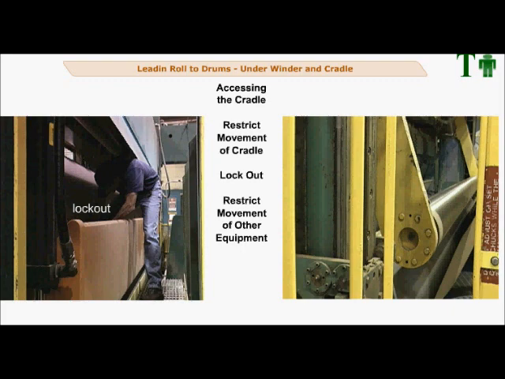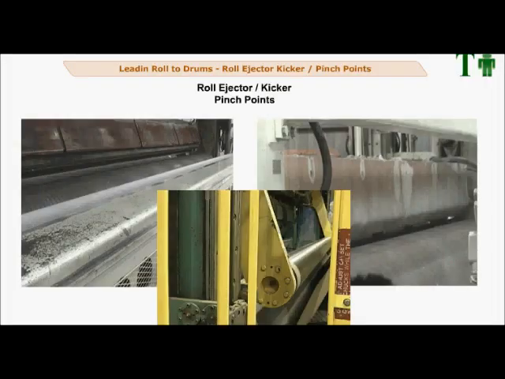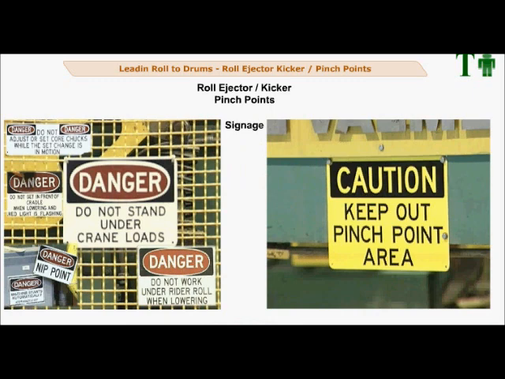Some of the other pieces of equipment to lock out may be the drums, rider roll, nip barrier, roll kicker, and maybe others. Roll ejector, kicker, pinch points. Be aware of the roll ejector or kicker as it creates pinch points as it moves. The operators and crew should know where each point is and always be aware of them. Make sure that proper signage is in place to identify these hazards.